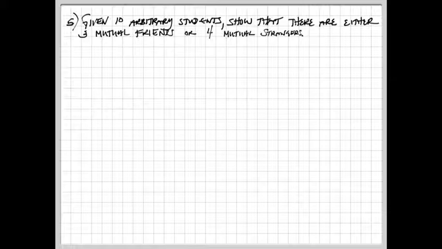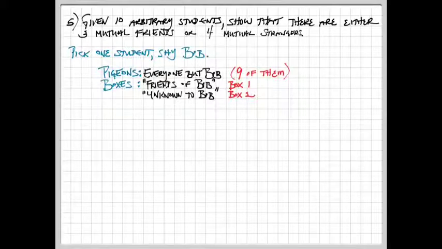Our final problem for the day. Given 10 arbitrary students, show that there are either 3 mutual friends or 4 mutual strangers. The problem is going to start exactly the same way. We pick a distinguished student who's going to help us distribute people to our 2 boxes. So everyone but Bob this time will be our pigeons. And since we started with 10 people, Bob is one of them, we will have 9 pigeons in the group. And the boxes again will be friends of Bob and people unknown to Bob.